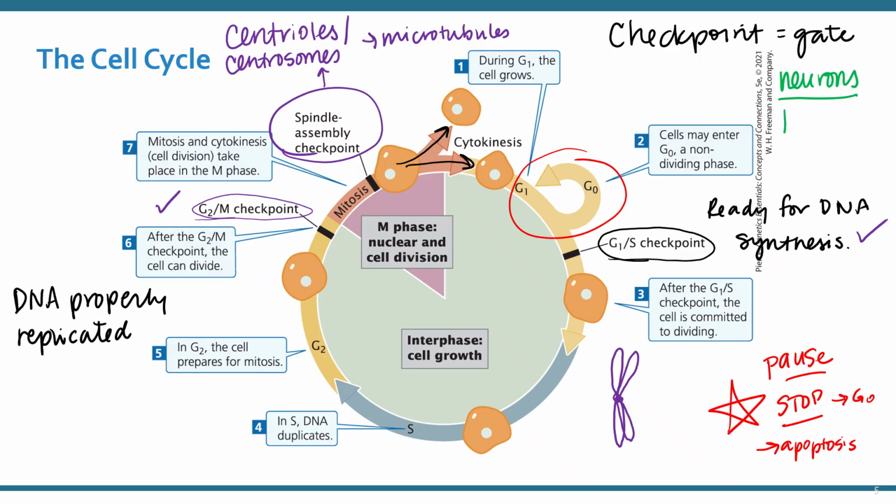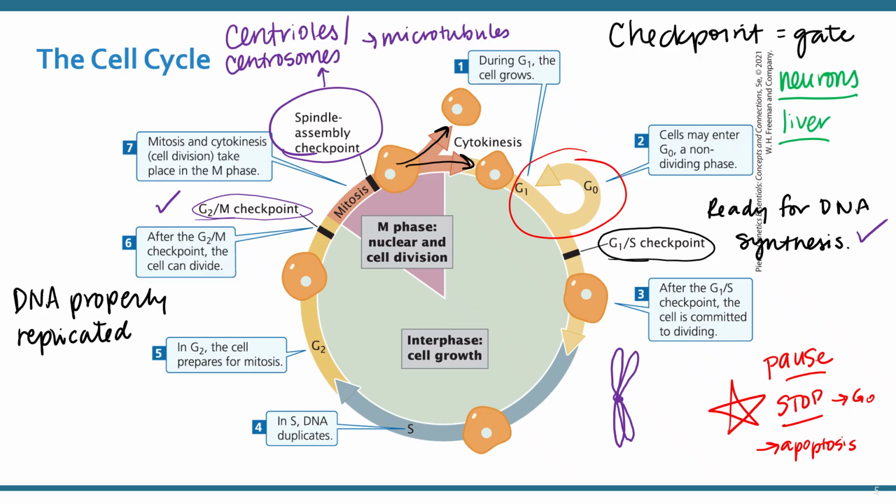They just never prepare for mitosis. Another example of a cell that does this are liver cells. Liver cells don't divide unless the liver is damaged. Once the liver is formed, it'll just enter G0 and stay there. And then if there's a reason to divide, it will pop back into G1 and then continue.